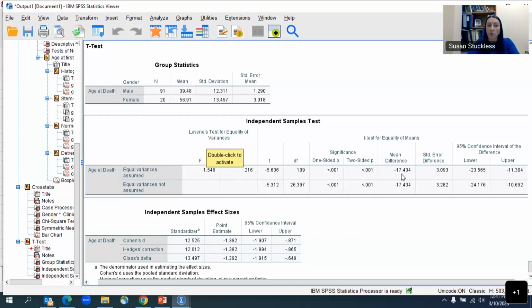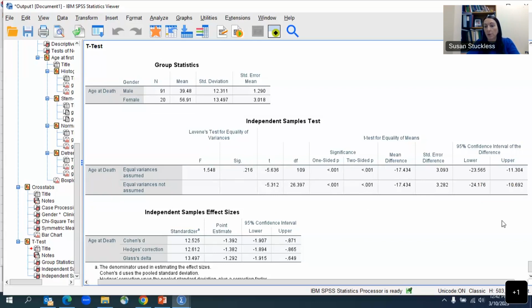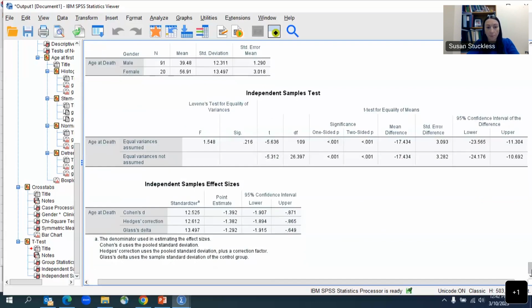We can see the mean difference was 17 years between age at death in males and females. And you can see your confidence interval. And you can see here for the 2-sided significance, it was 0.001. So it's less than 0.05. So we can make the statement that according to what we've looked at right here, there is a significant difference in death between males and females within this group that had presented to the cardiology clinic.